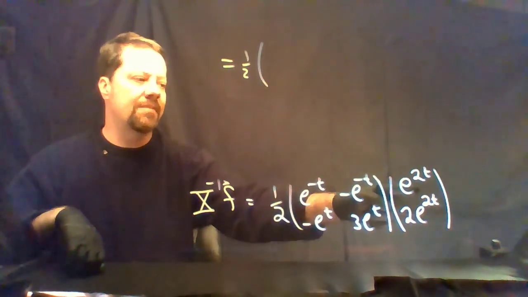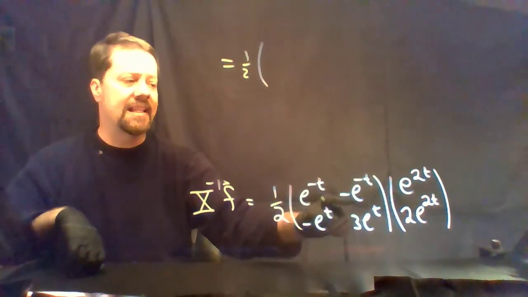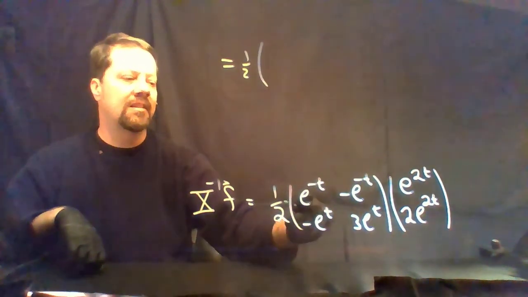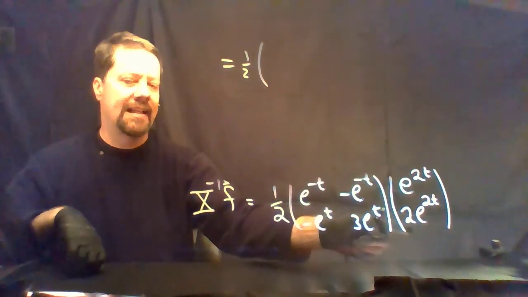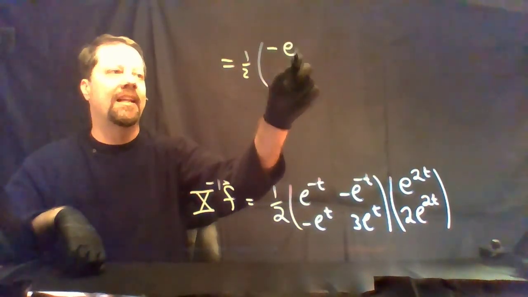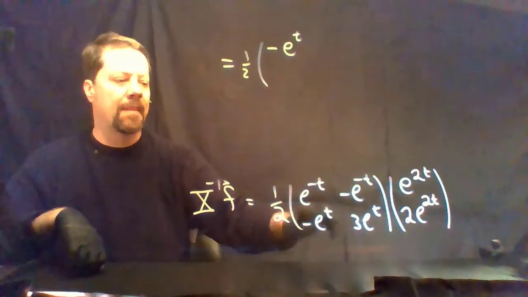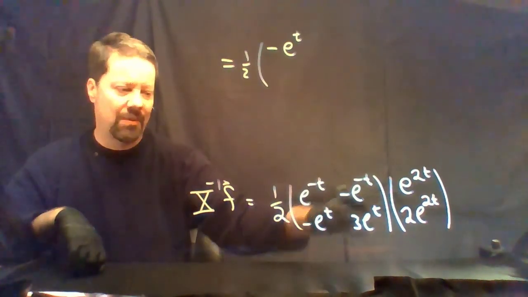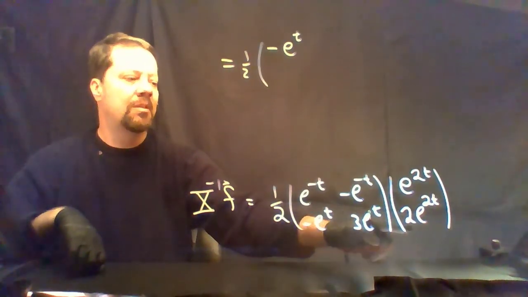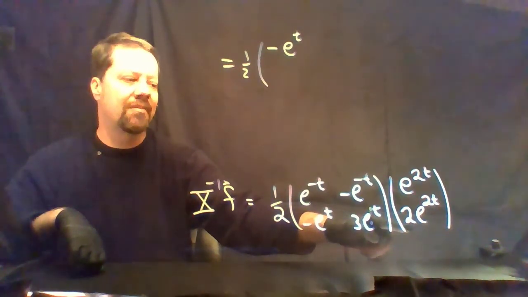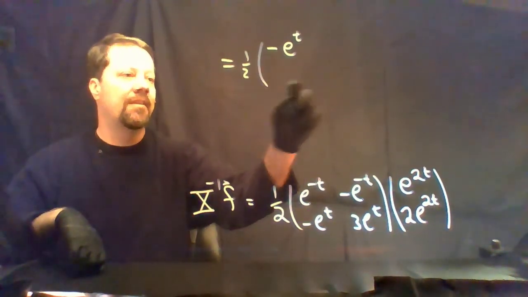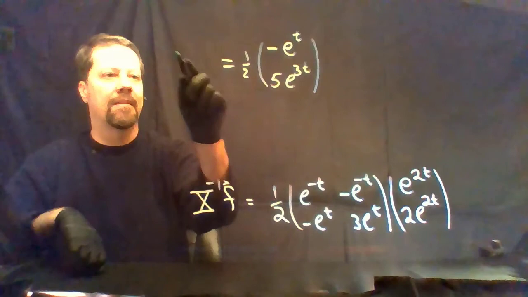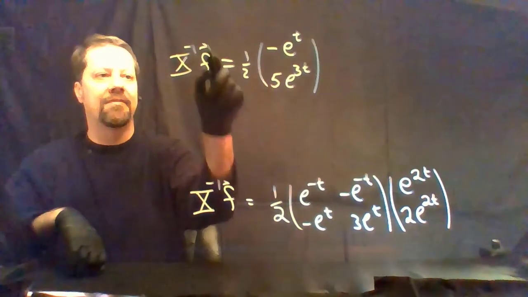e to the negative t times e to the 2t is e to the t. And then we're going to have negative 2 e to the t. So we'll have a positive e to the t and a negative 2 e to the t, giving us negative e to the t. Multiplying down here, we'll get a negative e to the 3t when we multiply these exponents, plus 6 e to the 3t. That gives us 5 e to the 3t. That's going to be x inverse f.